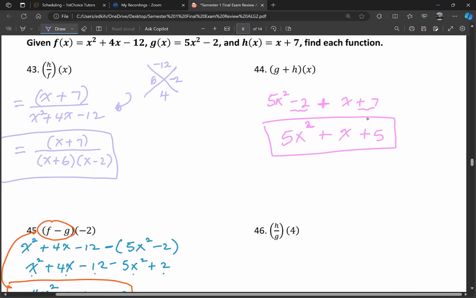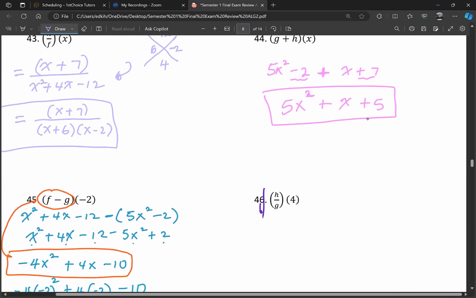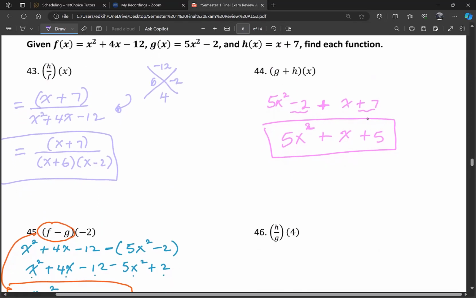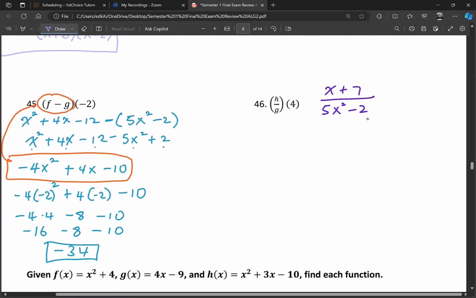If you're wondering what's the other way you could do this, rather than do h over g first, you could literally plug in 4 into h first, and then plug in 4 into g first, and then simplify those values. But let's just do h over g. All right, so h is x plus 7 over g, which is 5x squared minus 2. Now, it says once you've done that, plug in a 4 into all the x values. So this will become 4 plus 7 over 5 times 4 squared minus 2.